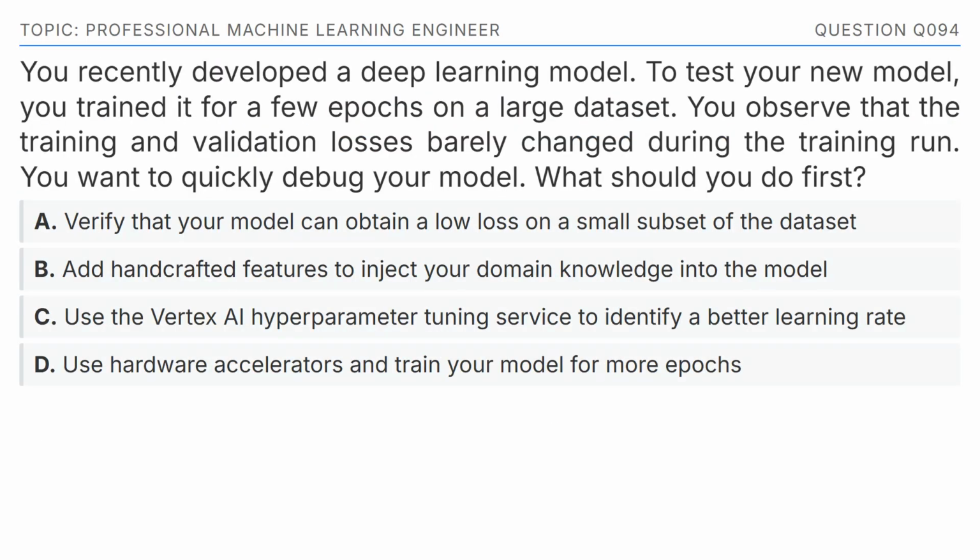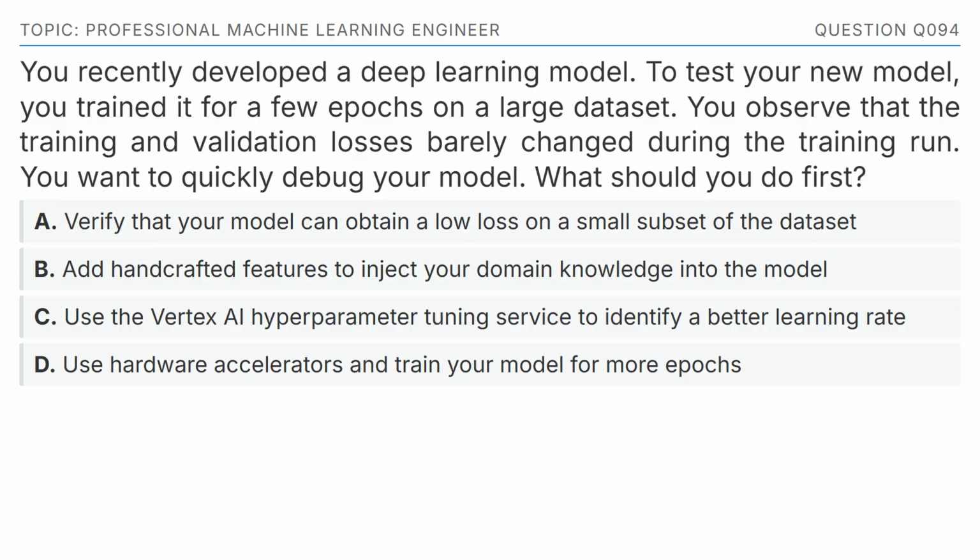You recently developed a deep learning model. To test your new model, you trained it for a few epochs on a large dataset. You observe that the training and validation losses barely changed during the training run. You want to quickly debug your model. What should you do first?